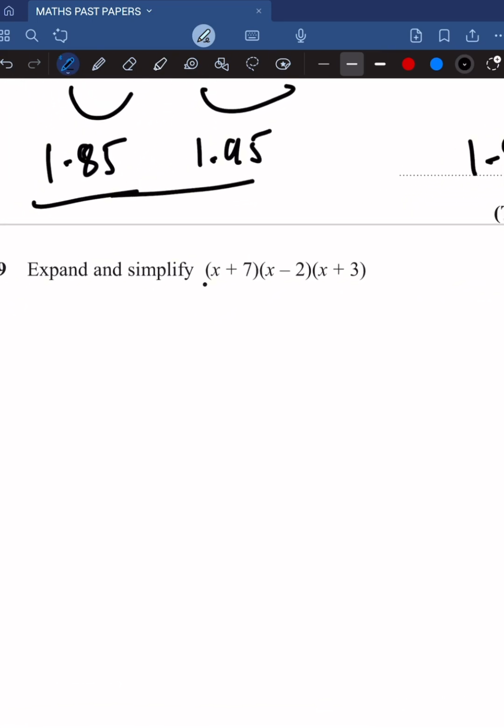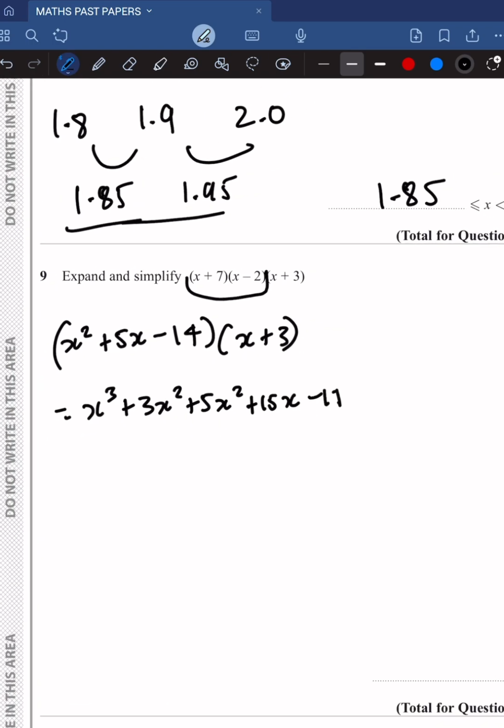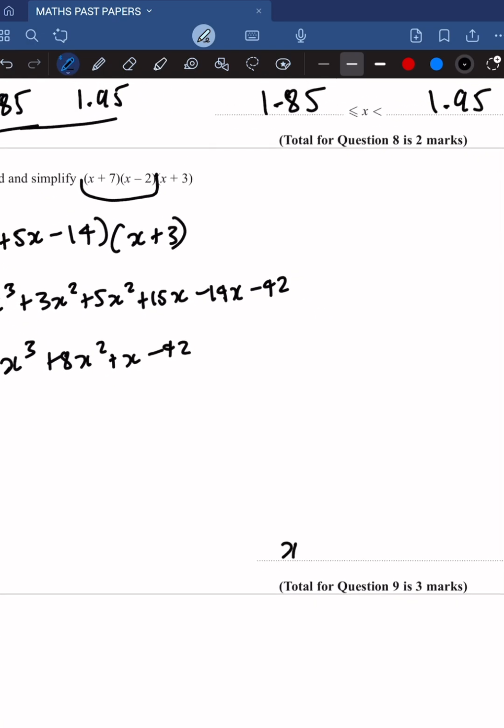Expand and simplify. The way I'll do this, I'll do 2 brackets first and then the last bracket. So let's just do this first. X squared minus 2x plus 7x, so plus 5x, minus 14, multiplied by x plus 3. That gives us x cubed plus 3x squared plus 5x squared plus 15x minus 14x minus 42, which is x cubed plus 8x squared plus x minus 42. There we go. How many marks? 3 marks.